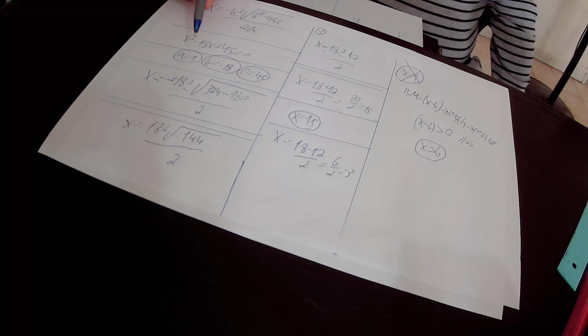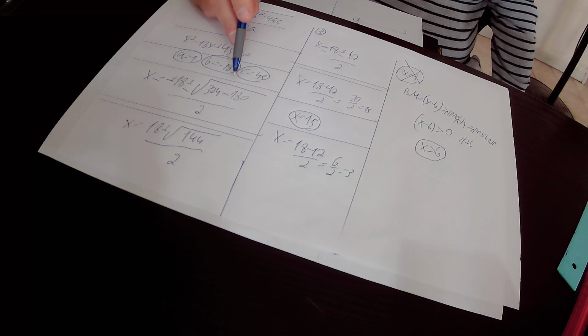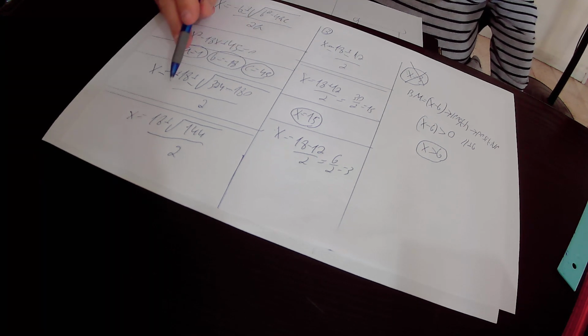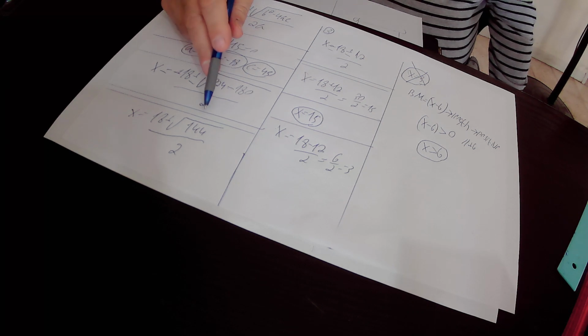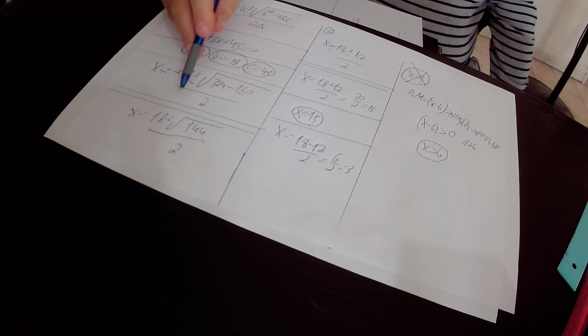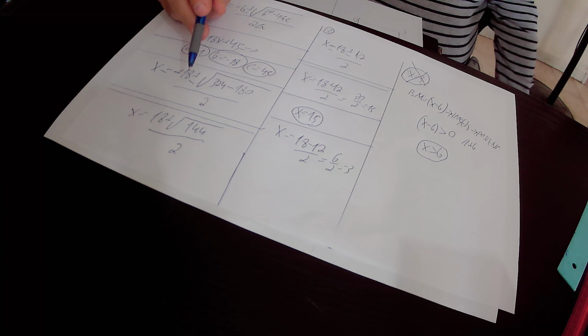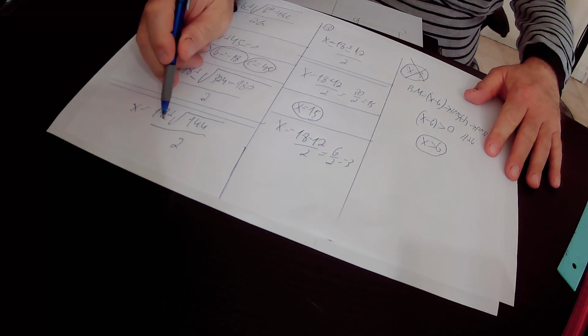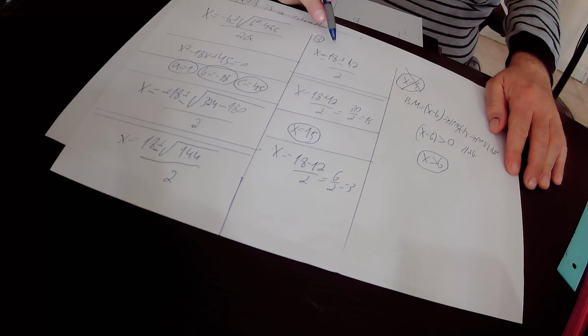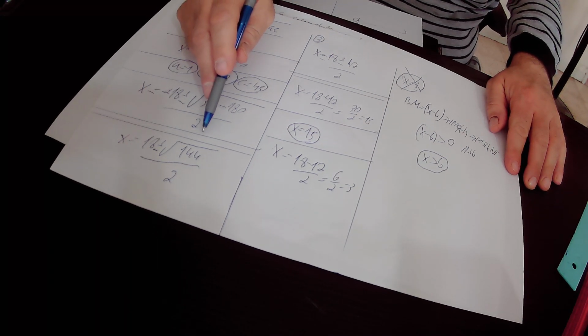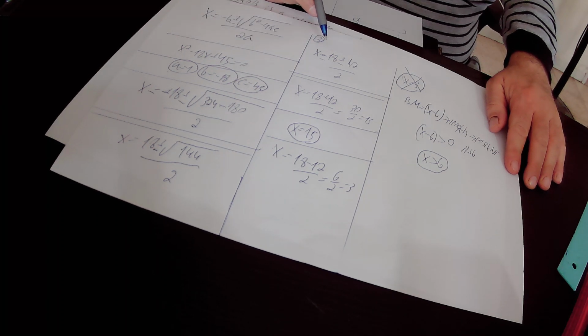In conclusion, we found out that x equals 18 plus minus square root of 324 minus 180 over 2. So x equals 18 plus minus square root of 324 minus 180 is 144 divided by 2. So x equals 18 plus minus square root of 144 over 2. So x equals 18 plus minus the square root of 144 is 12 over 2. So we found out that x equals 18 plus minus 12 over 2.